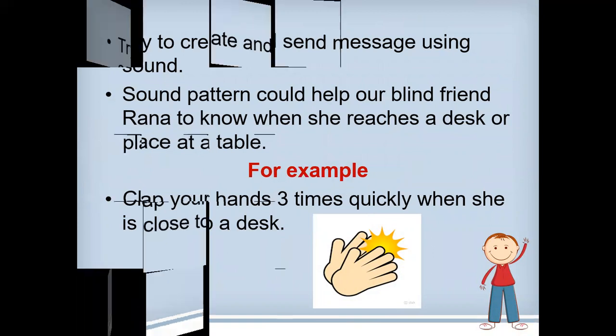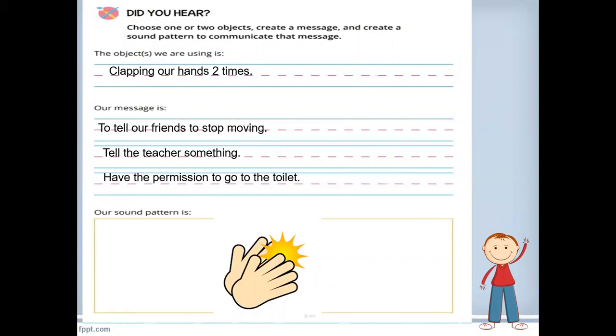Now, open your book, page 220, and let's choose 1 or 2 objects to create a message and a sound pattern to communicate that message. The objects that we are using are our hands, clapping our hands 2 times. What is our message? What do we want to tell by clapping our hands 2 times? We want to tell our friends to stop moving. This is one example. Another example is to tell the teacher something. The last one is to ask permission to go to the toilet.